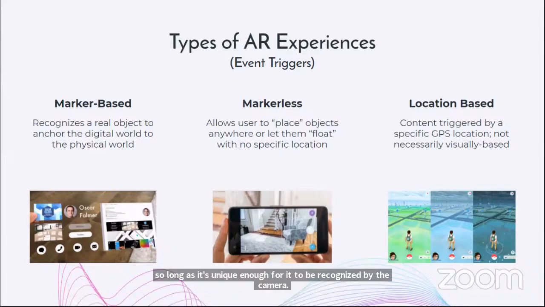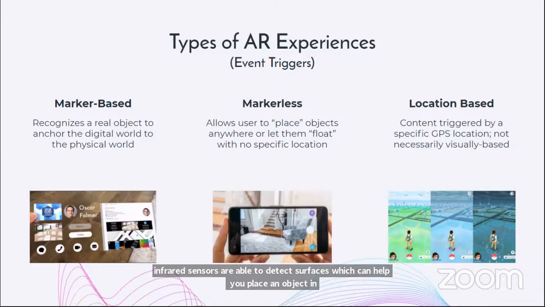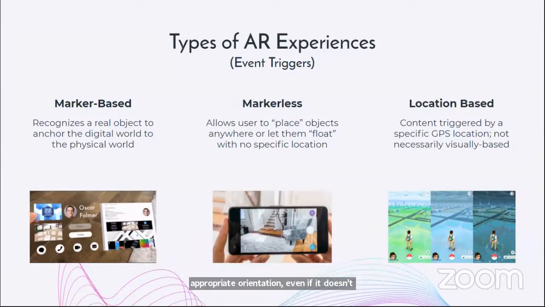And then markerless AR doesn't require the virtual objects to be anchored to anything specific. So this could mean objects floating around you, like confetti falling from the sky after you complete an objective in a game. Or it could also mean like you can put objects like a couch in your living room and you just have to manually place it wherever you want to. On newer smartphones with LiDAR, such as the iPhone 12 Pro, infrared sensors are able to detect surfaces, which can help you place an object in the appropriate orientation, even if it doesn't require a specific placement.